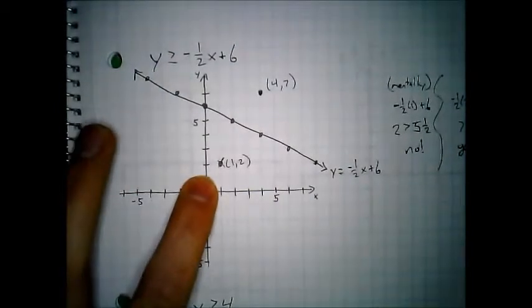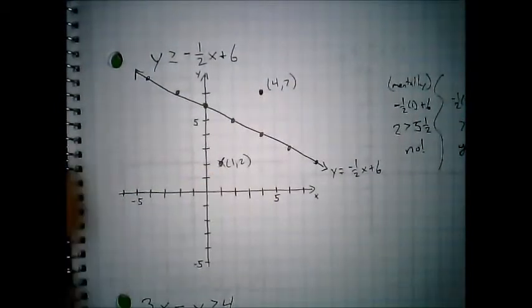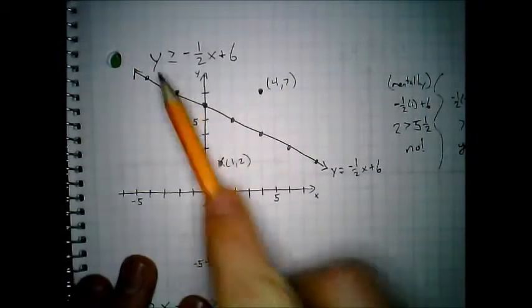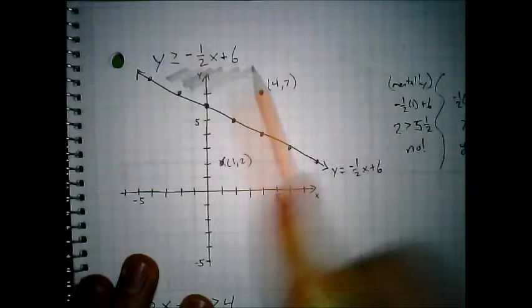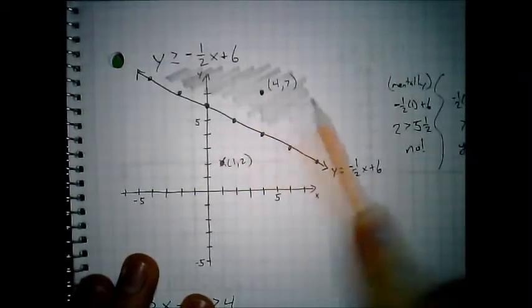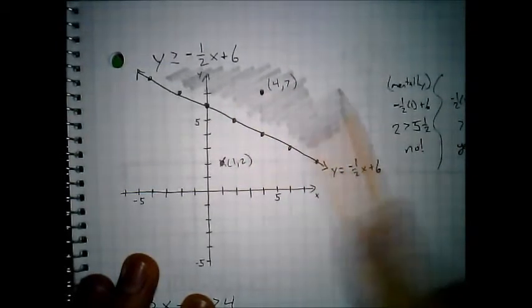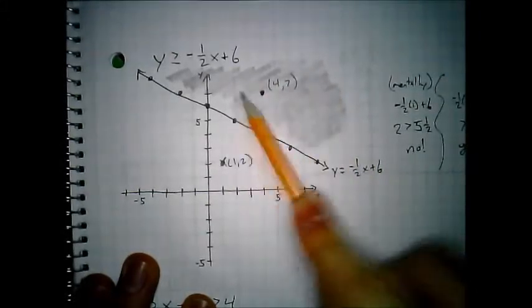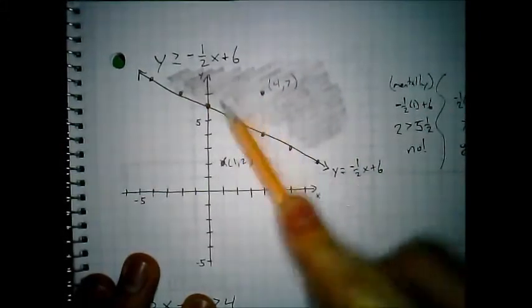Okay, we found first that this side didn't work, so we can conclude that the other side should work. We found when y is less than negative 1/2 x plus 6, so we conclude that the other side of the line, and we verified that with the point (4, 7), is where y is greater than negative 1/2 x plus 6.